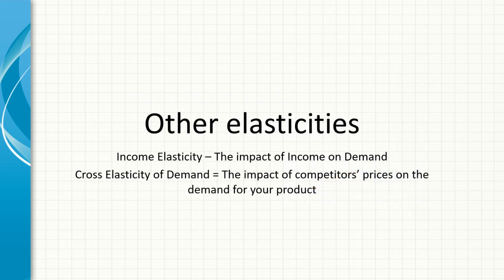A couple of other elasticities that you ought to be familiar with. One's called income elasticity. This is the impact of income on demand. So income elasticity is this idea of, as incomes go up, does the demand for my product increase or decrease? If it increases, we want to know how much it increases. So for instance, when the per capita income goes up, the demand for automobiles goes up. Right? Because there's income elasticity for such things as new cars.